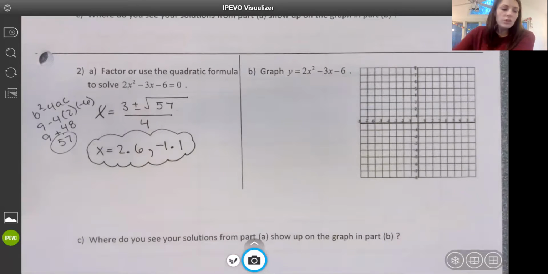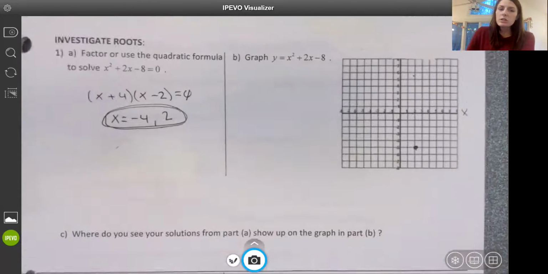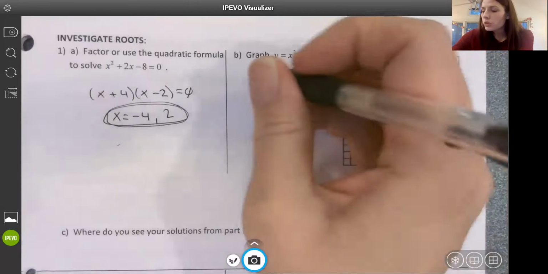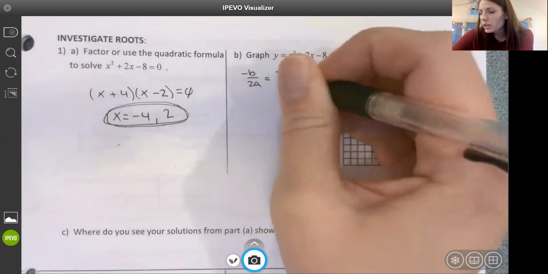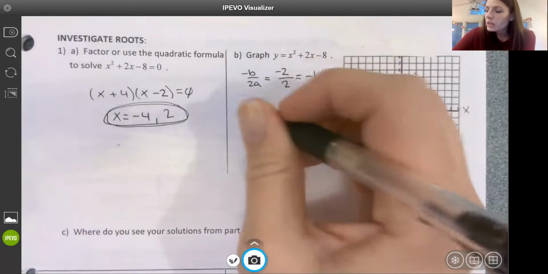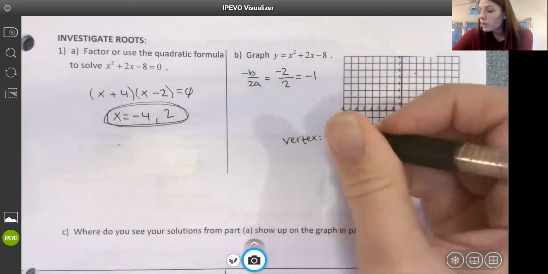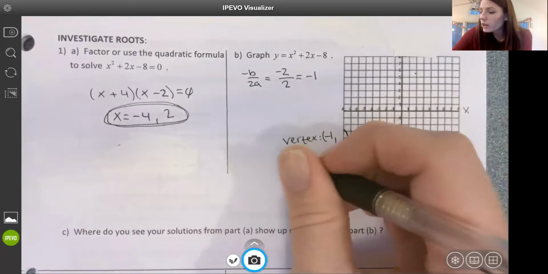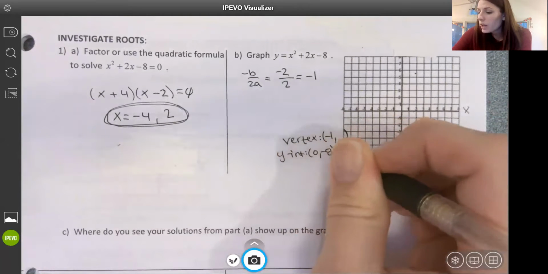Okay, so now let's go back and graph each of these. So on our first one, to graph, it's in standard form. So I'm going to start with -b over 2a, which gives me -2 over 2 times 1, or 2, gives me an x value of -1. So remember, it's in standard form. So I'm saying my vertex is at -1, comma, we'll find the other value. We know our y-intercept is at 0, -8.